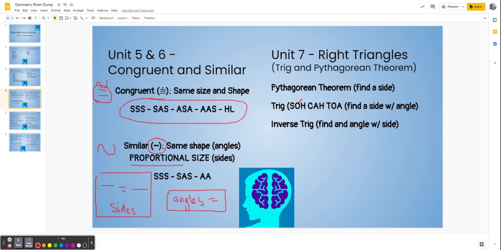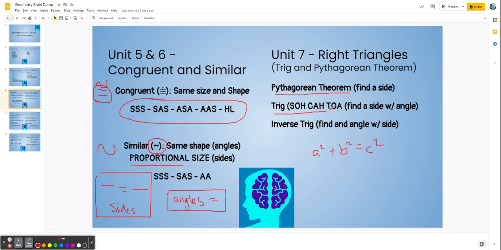Then we've got right triangles. Right triangles, if you know 2 sides and you want to find a side, you use Pythagorean Theorem. What is the Pythagorean Theorem? A squared plus b squared equals c squared. That is on your formula sheet. I'm going to show you that in a minute.